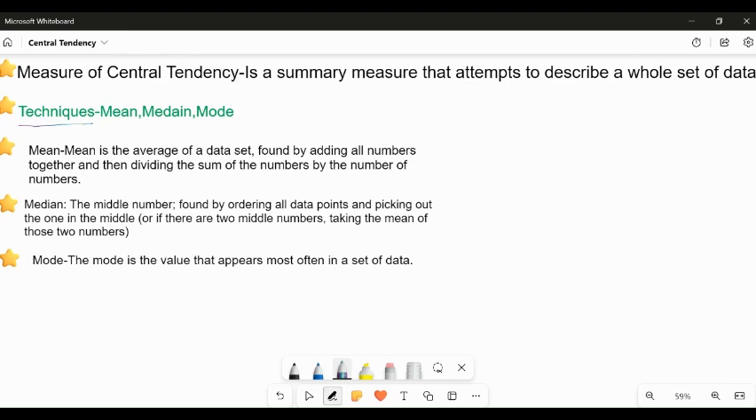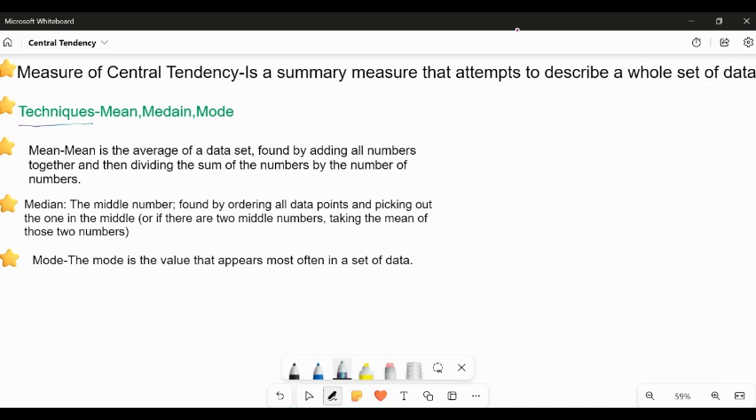So let's get started. Basically, central tendency plays an important role in statistical analysis. What is this measure of central tendency? It's a summary measure that attempts to describe a whole set of data. What are the techniques? We have three techniques, that is nothing but mean, median, and mode.